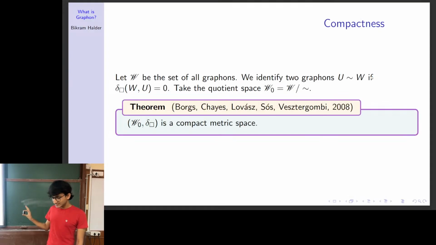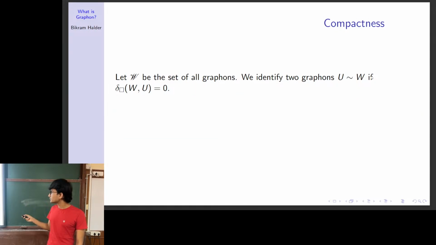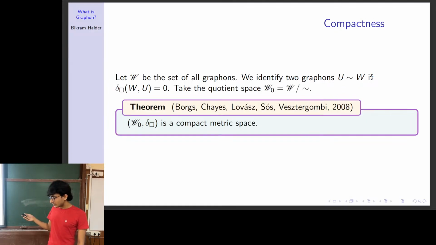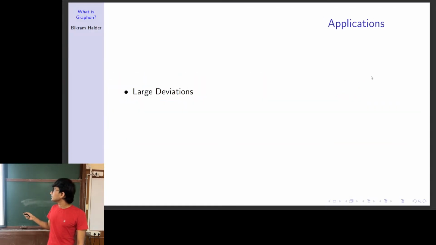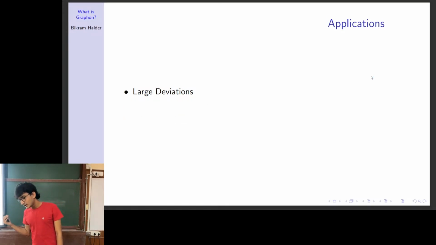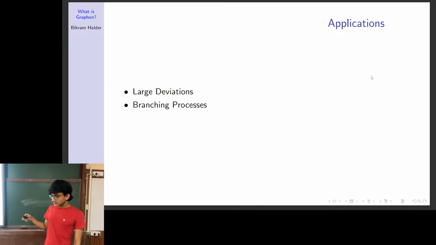These results are used heavily in various fields like large deviation, branching process, and estimation. For large deviation, I can mention the 2011 paper by Sourav Chatterjee and Varadhan, where they solved the problem of computing the large deviation of a triangle count in an Erdős–Rényi random graph using graphon. There is also a connection to branching processes.